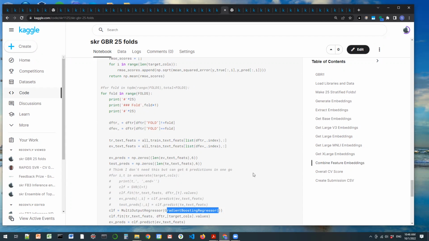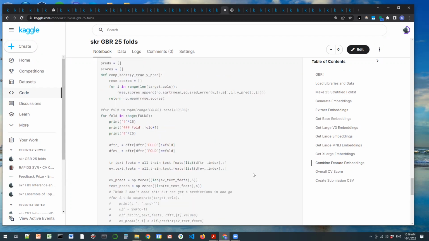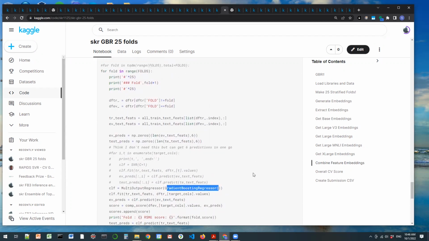Do you know which one is slower, XGBoost inside a for loop or a multi-output regressor? Don't know that either. Okay.